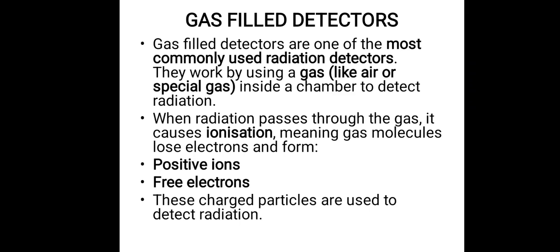Gas filled detectors. Gas filled detectors are one of the most commonly used radiation detectors. They work by using a gas like air or a special gas inside a chamber to detect radiation. When radiation passes through the gas, it causes ionization. Gas molecules lose electrons and form positive ions and free electrons. These charged particles are used to detect radiation.